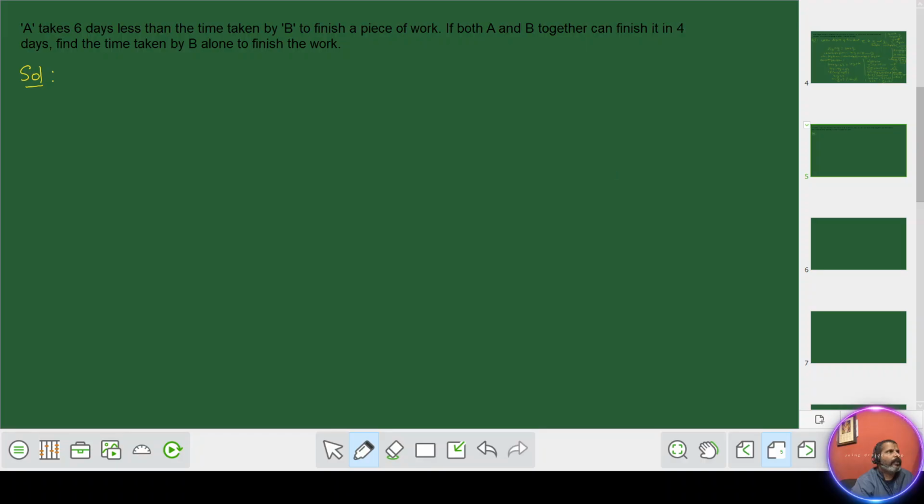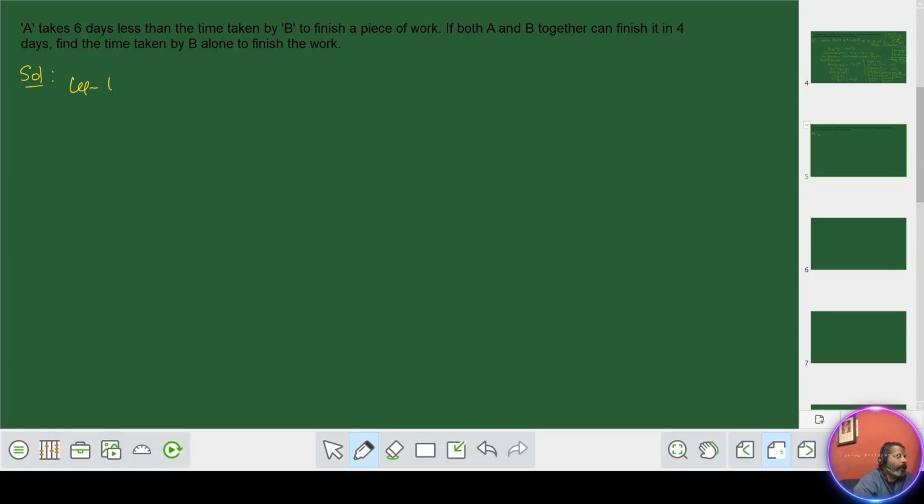A takes 6 days less than the time taken by B to finish a piece of work. Means there is some work to be done by A and B. They have given the relation that A takes 6 days less than the time taken by B to finish the work. But if both together, they can finish the work in 4 days. Find the time taken by B alone to finish the work. So here we need to find in how many days B can finish the work. The solution goes like this.